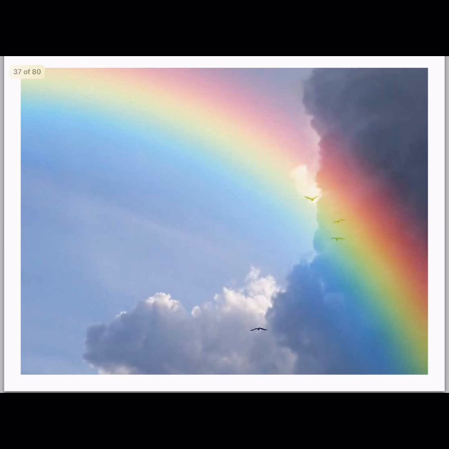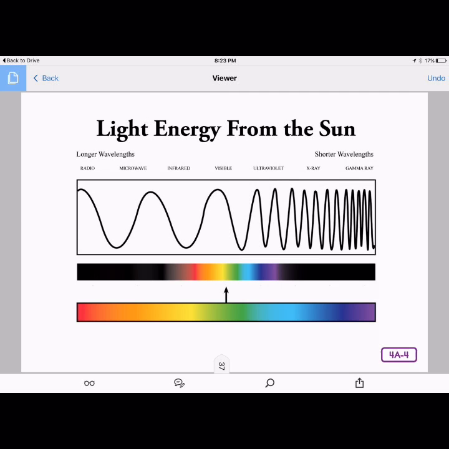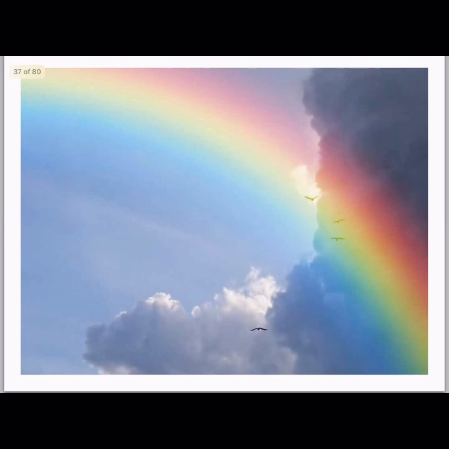Okay, now think about this. What does this image and this image have in common? What do you think causes a rainbow? You're going to be listening to a story to find out more about light and to see if your predictions about what causes a rainbow are correct. Now here are some words you're going to hear.